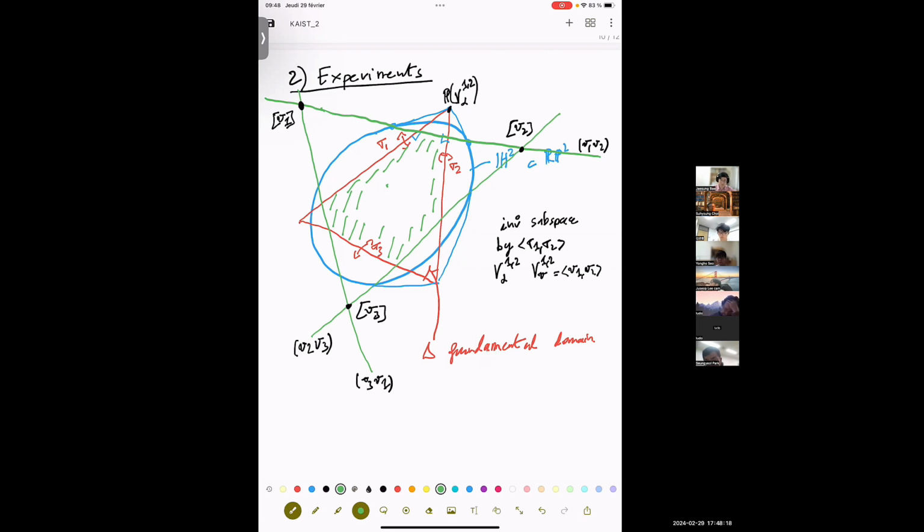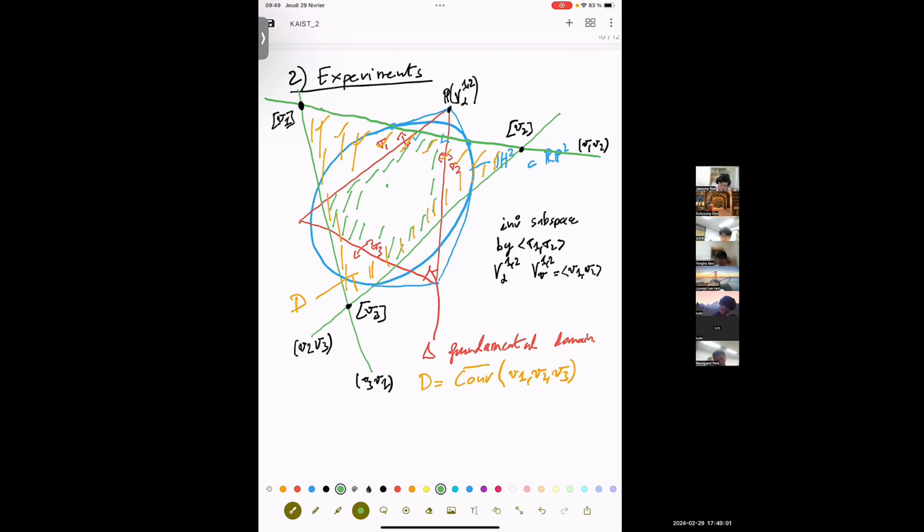And in green, I badly chose my color. So let's say in orange, I want to put all this. So orange is D. So this is D. So it's the convex hull. I put a bar because I want to stress that it's closed for me, the convex hull of V1, V2, V3. Okay.